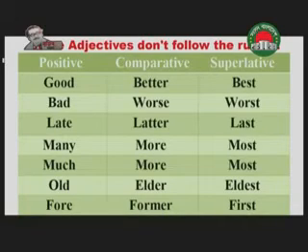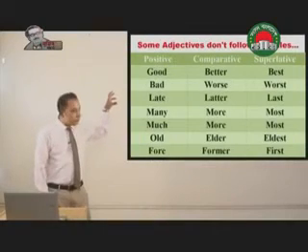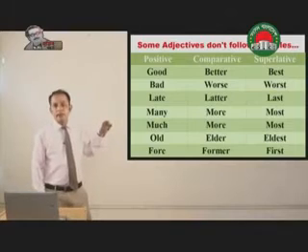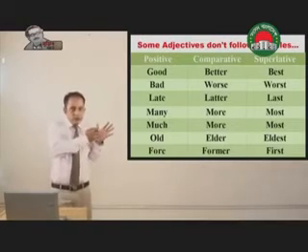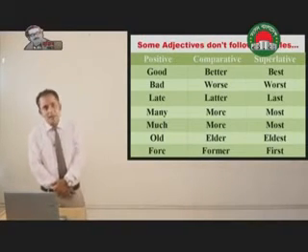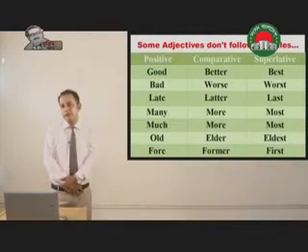Be careful. Many, more, most; much, more, most. Then old, elder, eldest, and finally fore, former, first. The last one is very important for you, dear students. Fore, former, first. We have to memorize these adjectives because they don't follow the rules. That's why these adjectives or degrees can be termed as exceptional degrees, right?